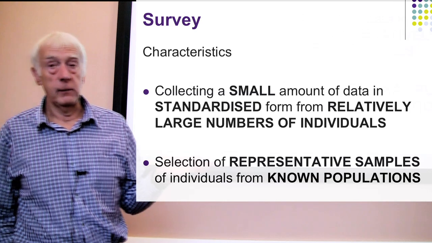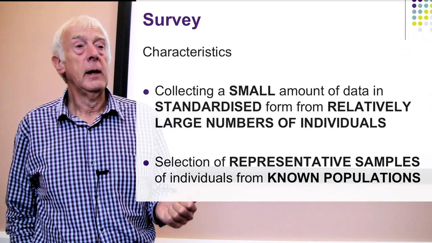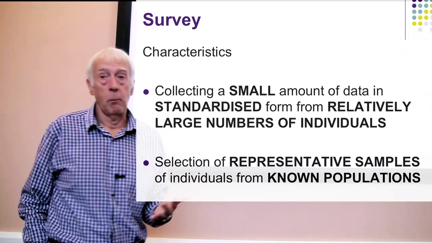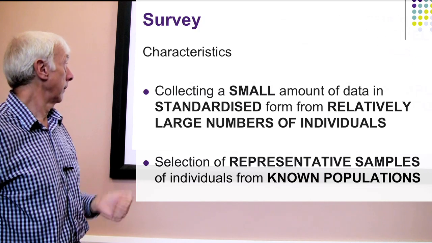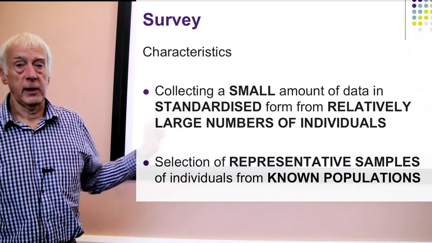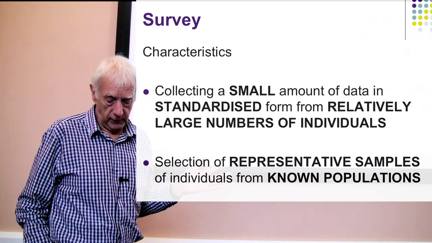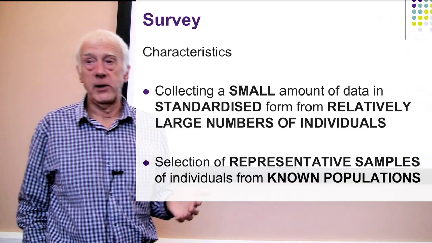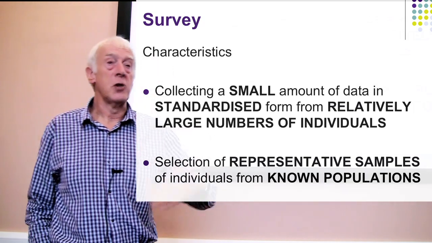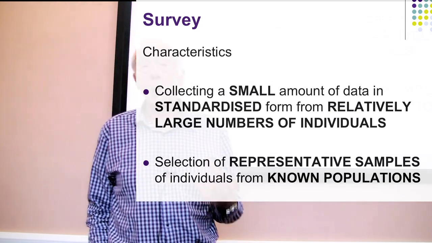So those are the key points. Small amount of data relatively, a standardized instrument being used, the questionnaire most commonly, and on a large sample, a large number of people. And this other key point here, which is why I'm going to talk about sampling in the second half, is that it's key to the survey that the sample is representative. And of course, because of that, you can generalize to the population. And it's representative from a known population.